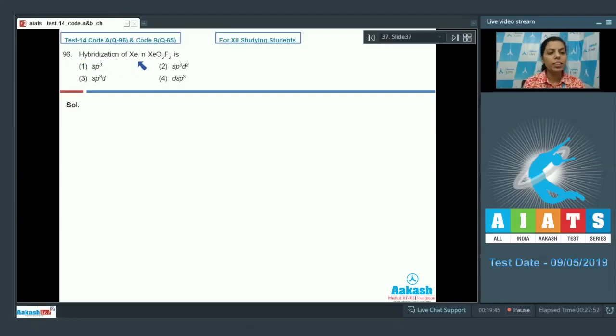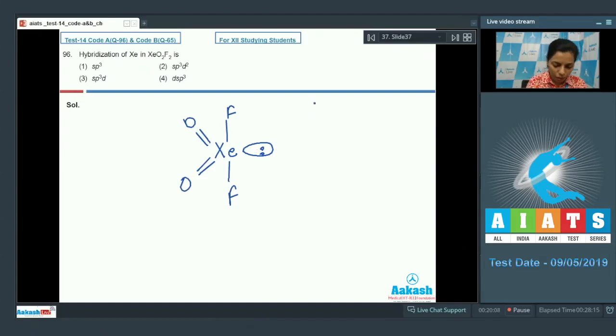Question number 96. Hybridization of xenon in XeO2F2. I'll just draw the structure first of all. XeO2F2. So here's a lone pair over here. Two fluorine atoms are joined in this way, and two oxygen atoms. This is the structure, and in this case we can calculate the hybridization with the help of a simple formula.